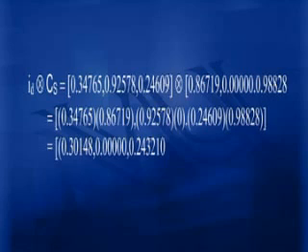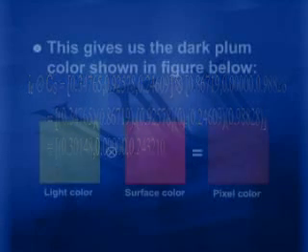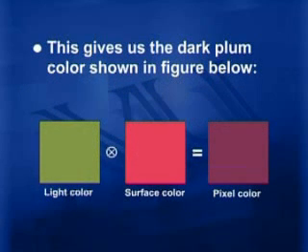So the resultant here appears to be 0.30148, 0.00000, 0.243210. What does that mean? Well, this gives us the dark plum color shown in the figure below. The light green color light hitting our magenta surface is giving us a darker plum color. Can you guess the reason?